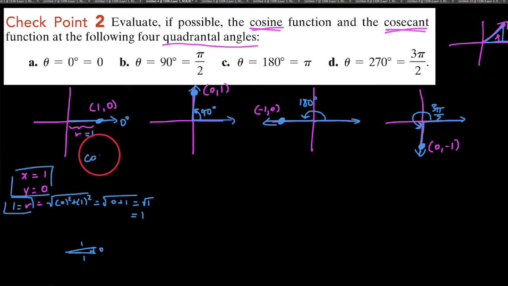Let's go ahead and find the cosine of our angle here. And cosine being x over r. Remember, this is x over r. Let's go ahead and take our x value, 1, put it over r value, 1.